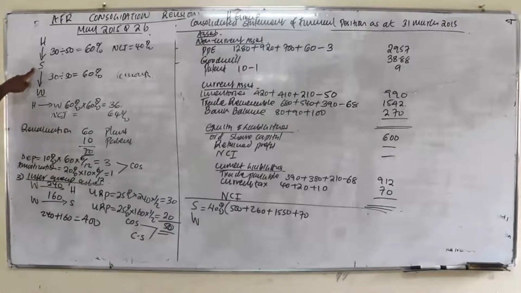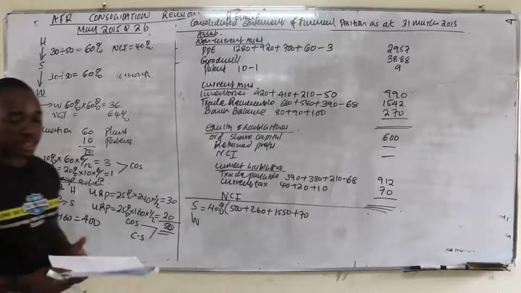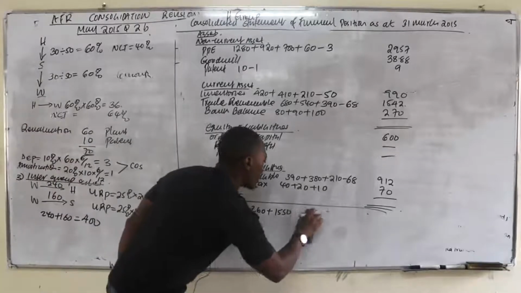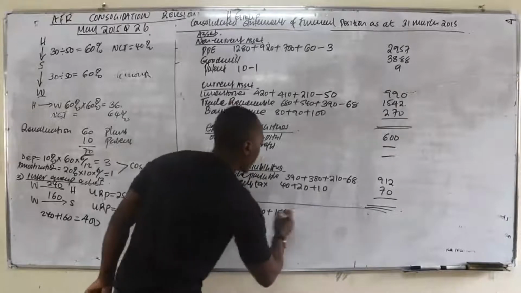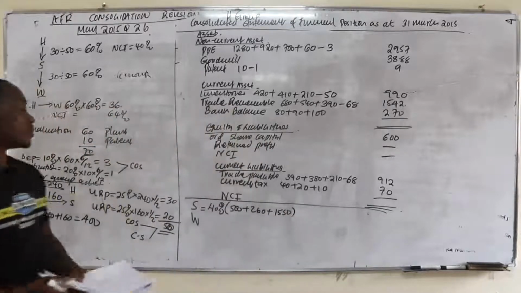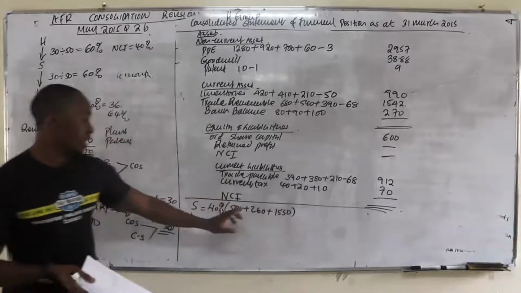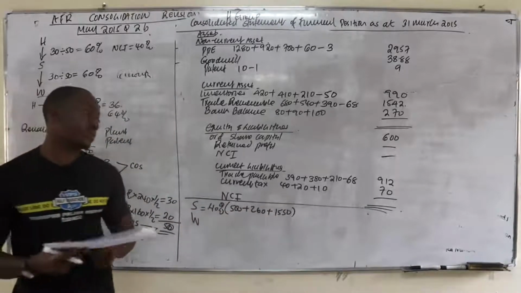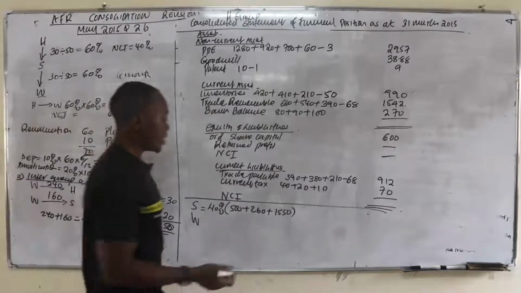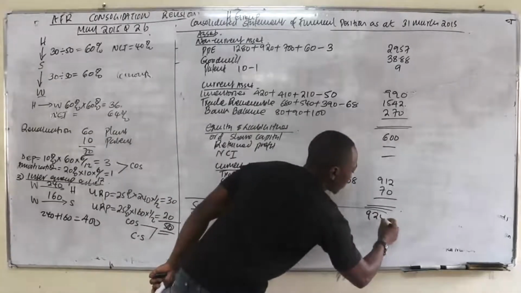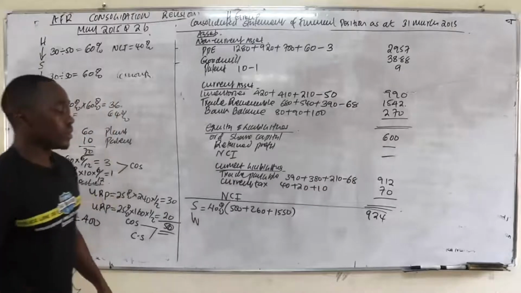Now let's be here. In S, was S or who revalued the items? Was it W or S? It was W, so it's not S. Good, that's okay. You take 500 plus 260 plus 1550, then you take 40% of that. The answer is 924.